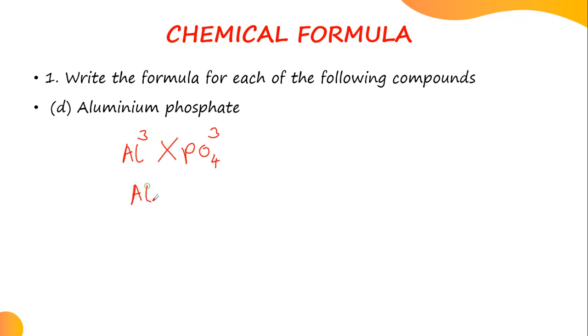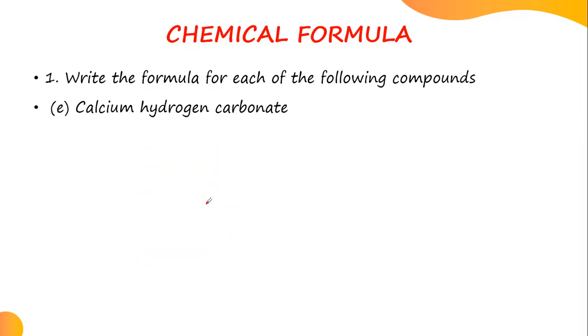So aluminium is having 3. The phosphate. So now you can do this first. Then you write the 3. But if the numbers are like this, they're the same, they're equal, which means you divide. So the final chemical formula for aluminium phosphate will be like this. Just like that. That's how you write aluminium phosphate. Let's do the last one.